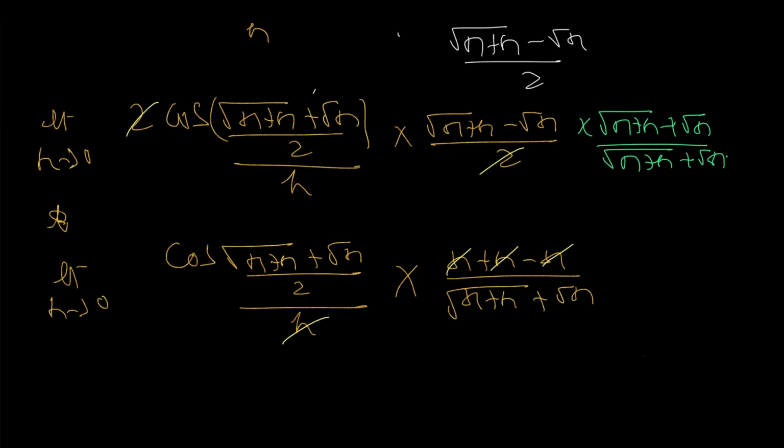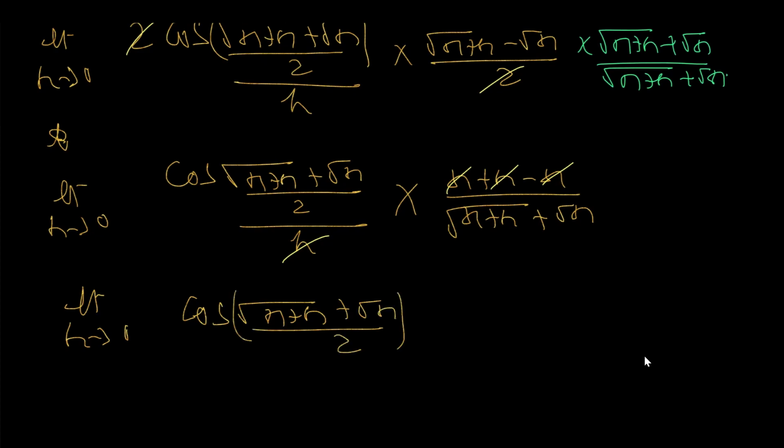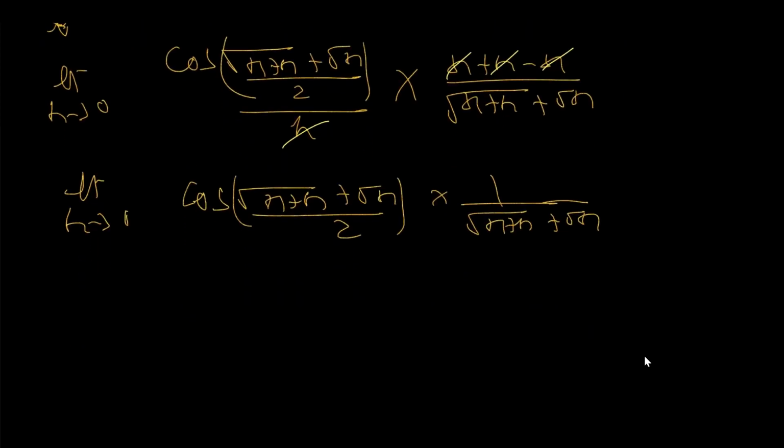So finally what we got? We are left with limit h tends to 0 of cos((√(x+h) + √x) over 2), part of the angle only. And this is 1 over √(x+h) + √x. Now I'm going to place the limit. Wherever there is h, I'm going to place 0. So this is 0 over here, and we will place 0 for this h.